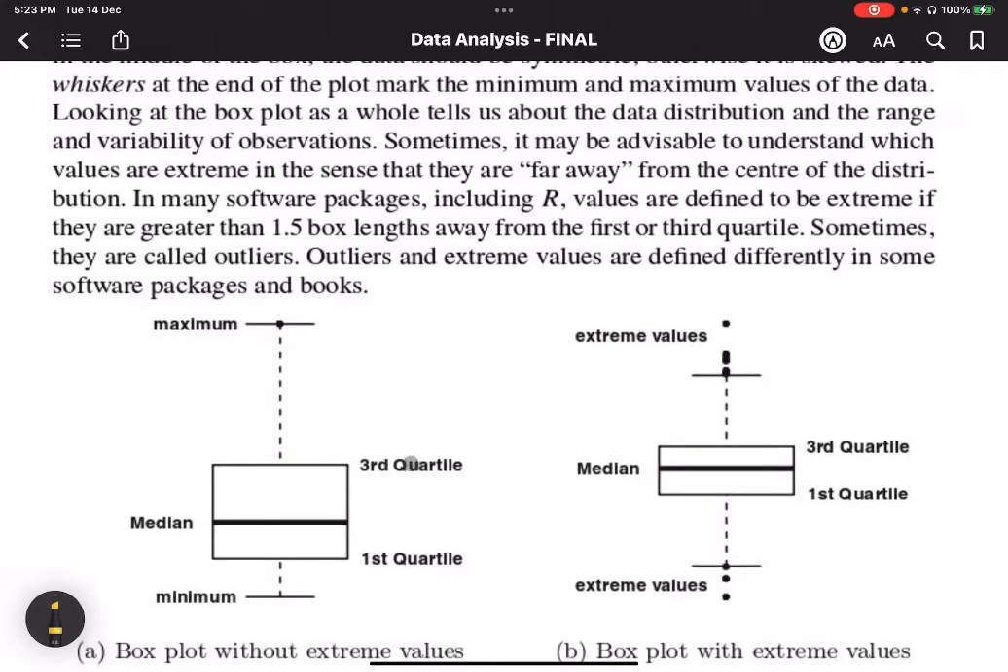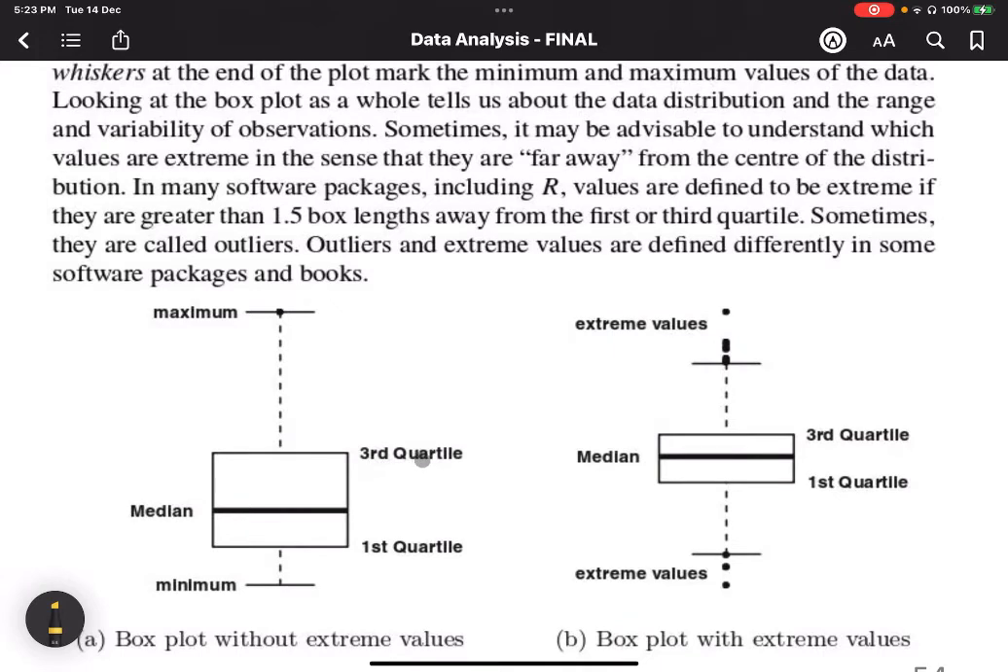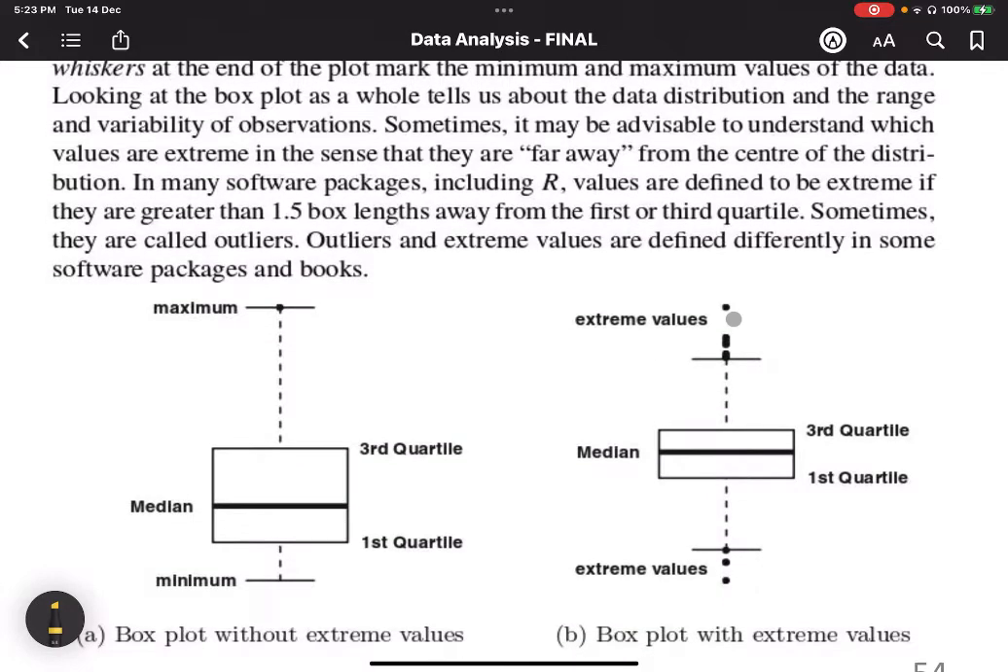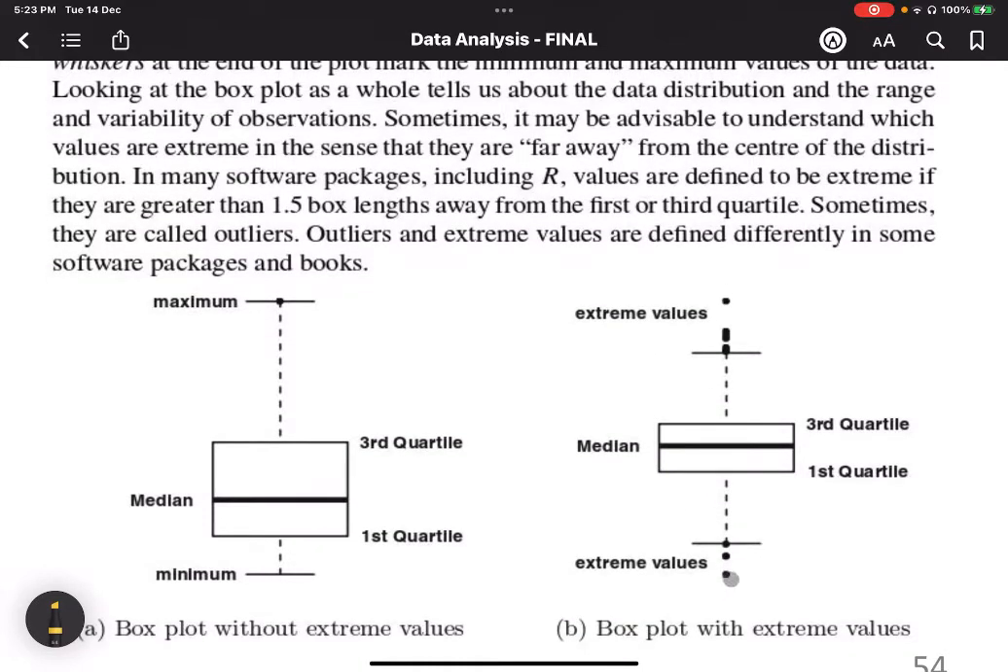We can also present or represent the groupings, no? Meron ditong third quartile, meron first quartile. Kung meron namang extreme values, pwede rin siyang gamitin. So, extreme values, yung mga outliers, no? Yung mga nasa labas na ng scope ng ating median, no?